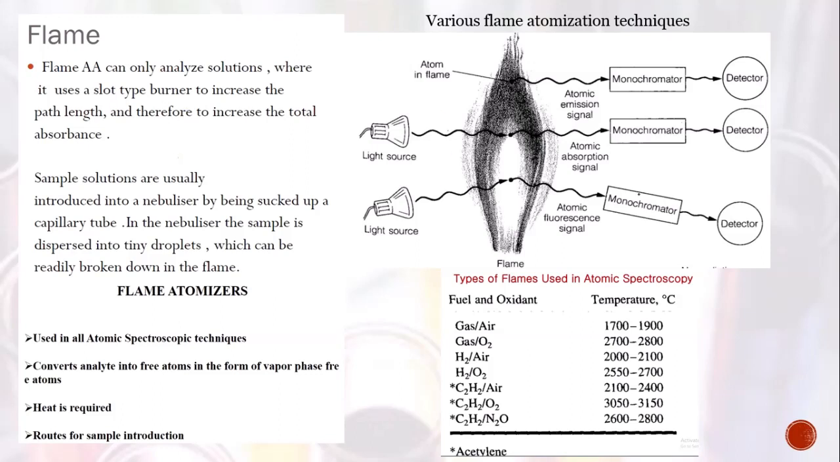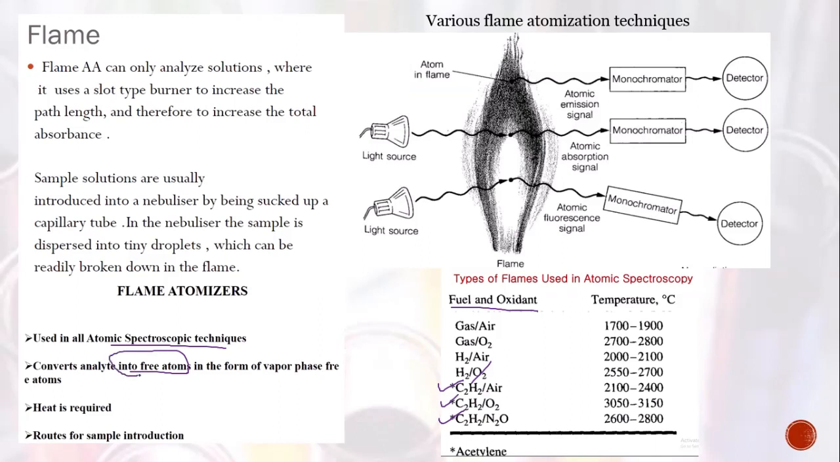For example, you can see this atomization technique here where you have a flame, and this flame can be, you know, maybe having fuel of oxidants such as gas and air, hydrogen and air, and acetylene, and we also have other organic compounds combined with oxygen, combined with nitrogen oxide, etc. You can see that the temperatures vary and they are quite high, and this is in degrees Celsius. So flame atomizers can be used in all atomic spectroscopic techniques, and they convert analyte into free atoms.